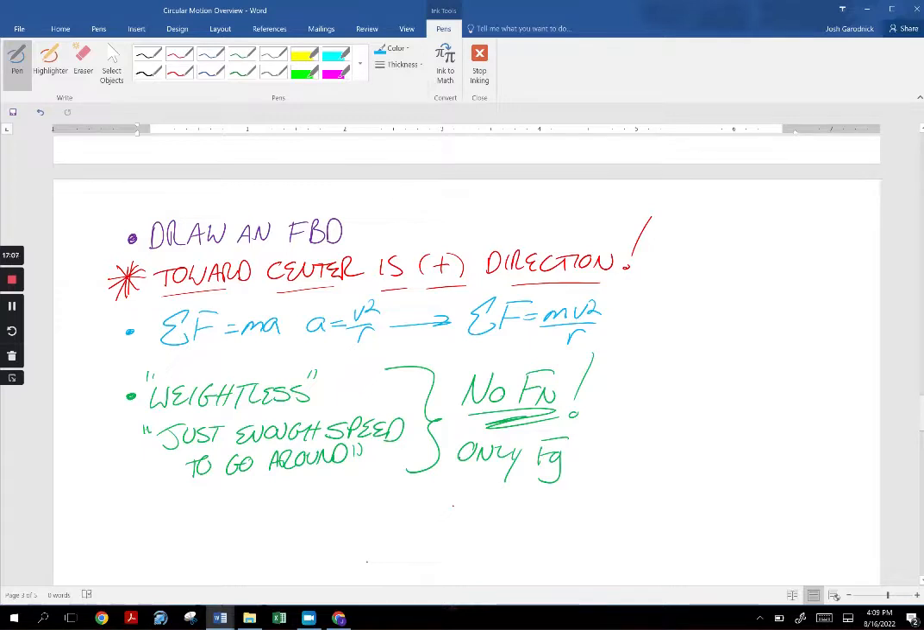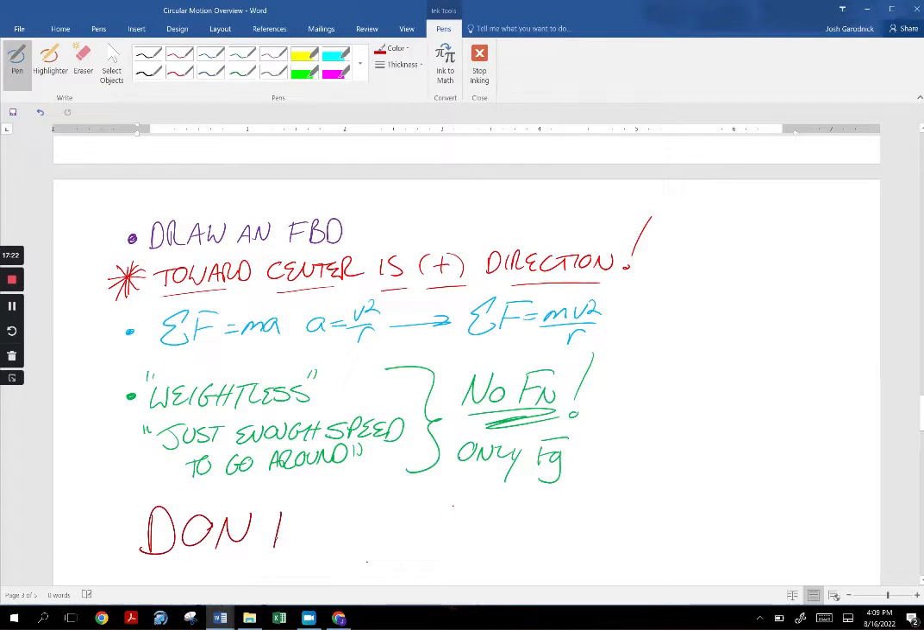Aside from that, pay attention to the words weightless or just enough speed to go around. That means there's no normal force. There's only gravity. And I cannot stress this enough. Seriously, every year people do this, and I don't know why.